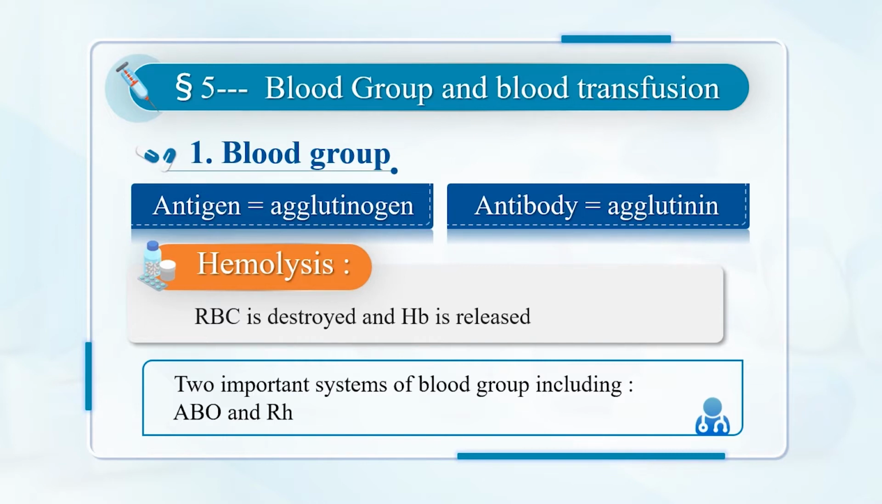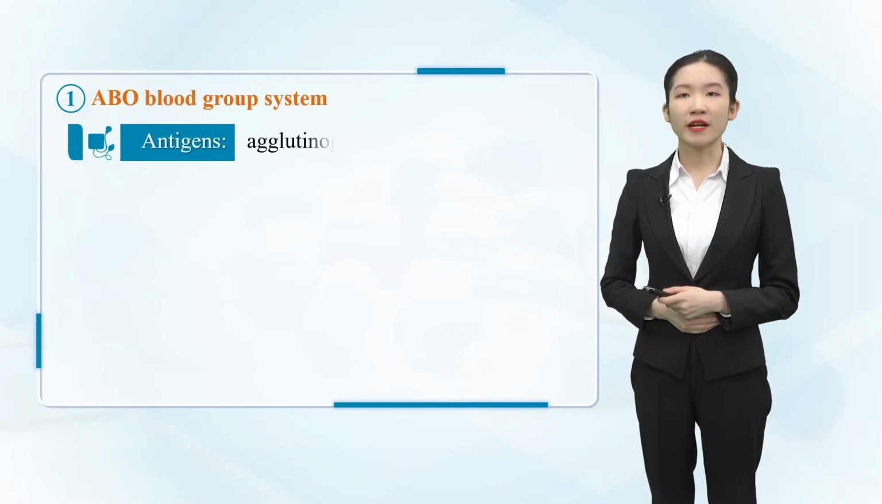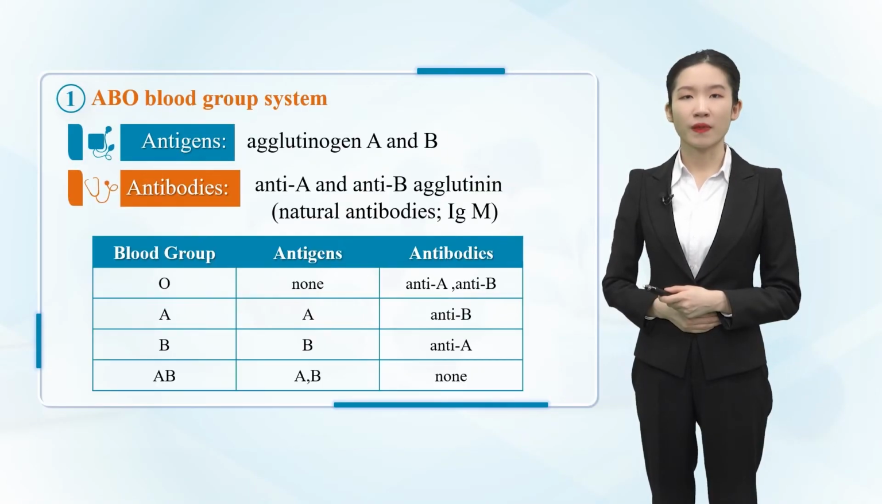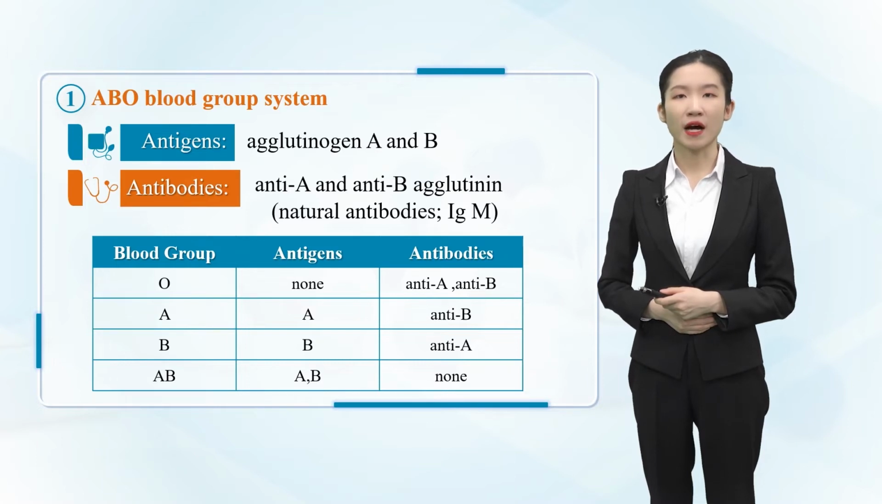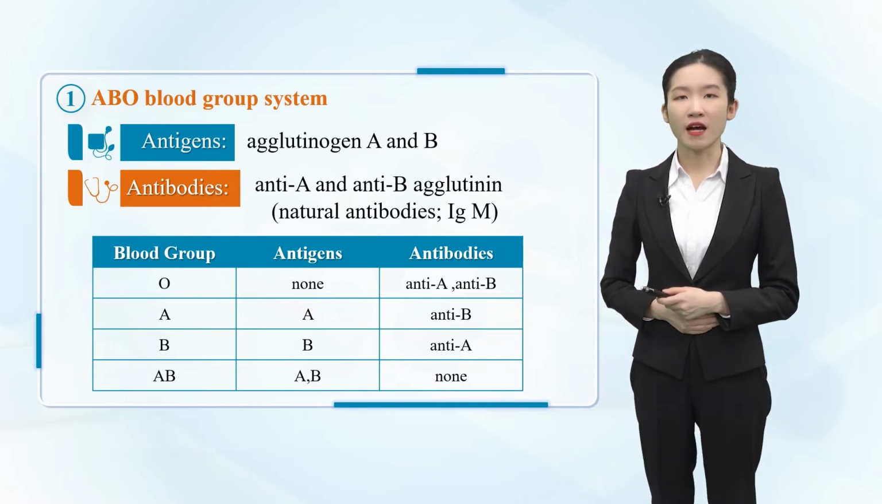There are two important systems of blood group, including ABO and RH. First, let's learn ABO blood group system. The antigens are A and B. The antibodies are anti-A and anti-B. They are natural antibodies in our body, and they are IgM.